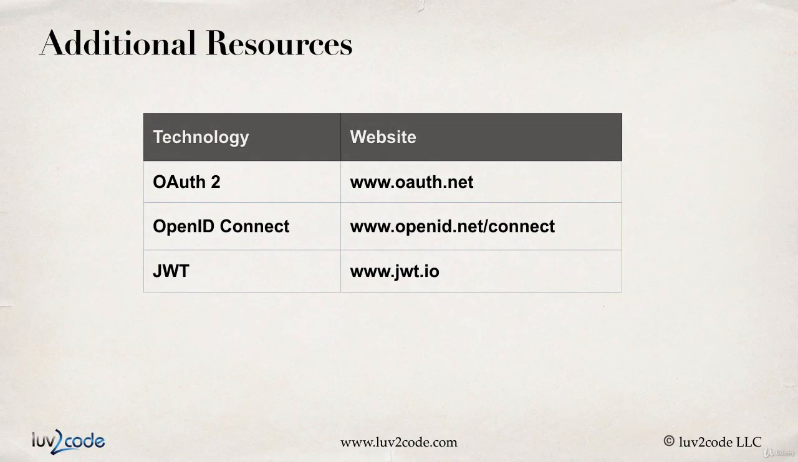Now, as I mentioned earlier, security is a huge topic, very broad, very wide. So if you'd like to get more info on OAuth 2, you can go to oauth2.net, for OpenID Connect, openid.net, and also JSON Web Tokens at jwt.io.